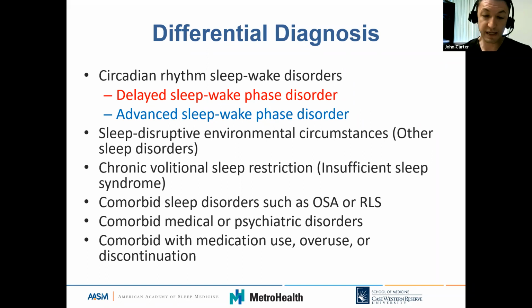Insufficient sleep syndrome is, at this point anyway, probably the most common sleep disorder. But again, insomnia requires adequate opportunity for sleep. And so if somebody does not have the adequate opportunity, it's not insomnia. There's a massive overlap between comorbid sleep disorders, such as sleep disordered breathing, restless leg, etc., as well as comorbid other medical issues, pain causing sleep disruption, depression causing insomnia, etc. And lastly, medication and substance use, overuse, misuse, etc., can lead to insomnia complaints.